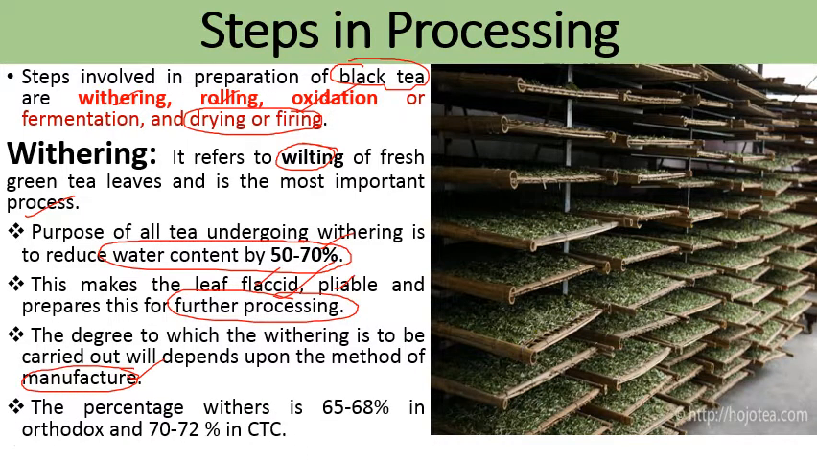The percentage wither is 65 to 68% in orthodox or classical tea and 70 to 72% in CTC. CTC stands for crushing, tearing and curling. So in this process, which we use in modern day, the withering is done up to 70 to 72%.